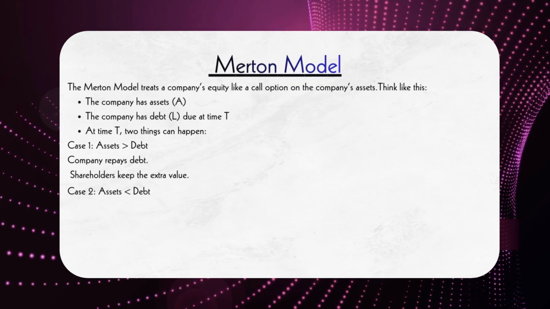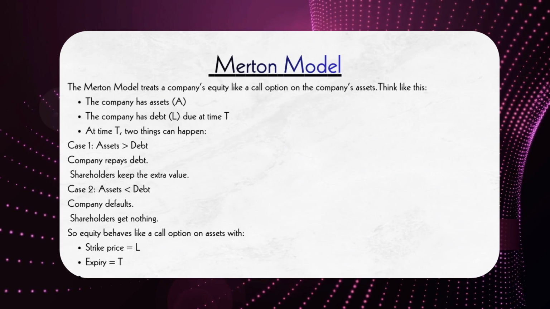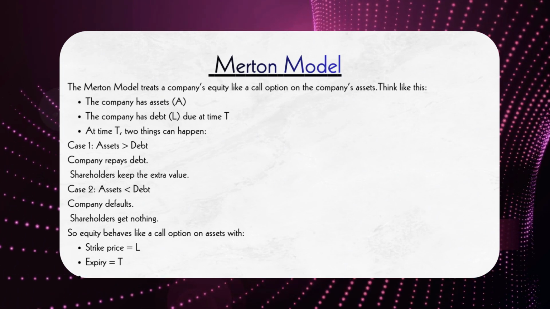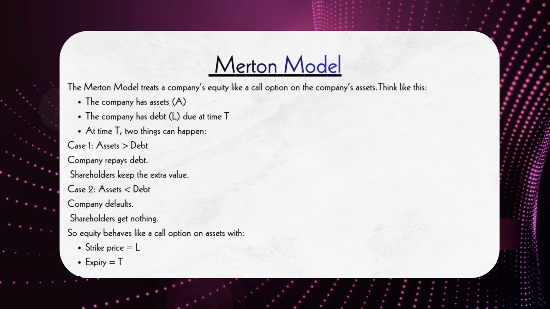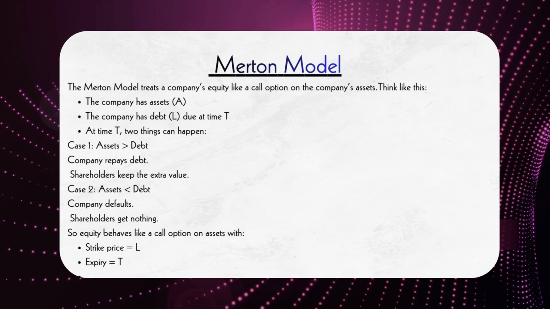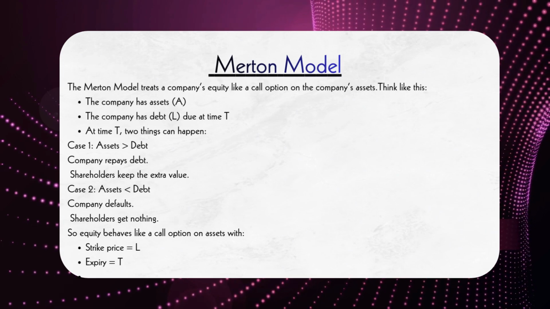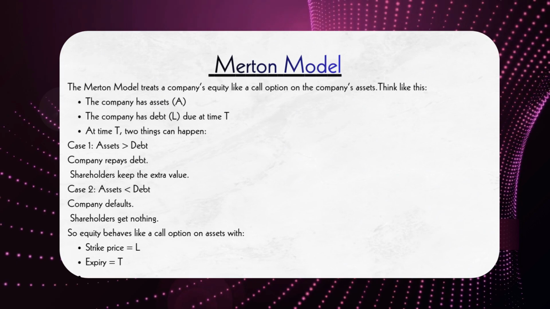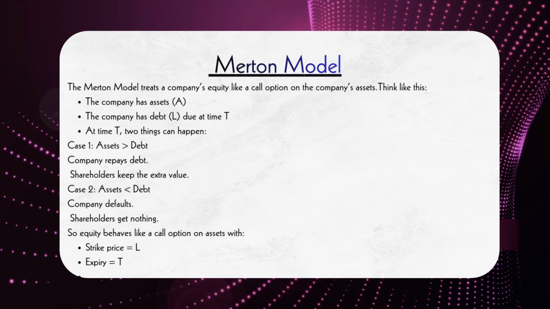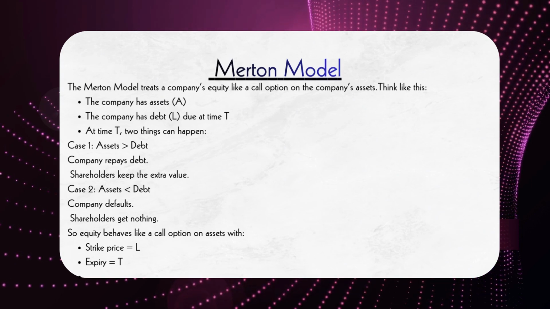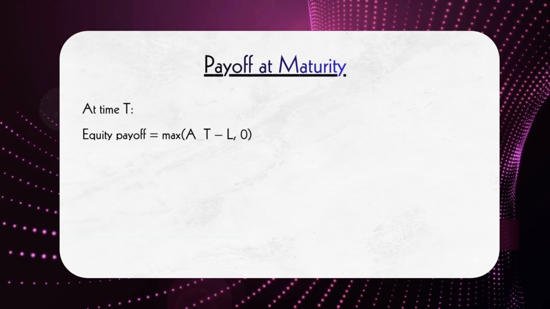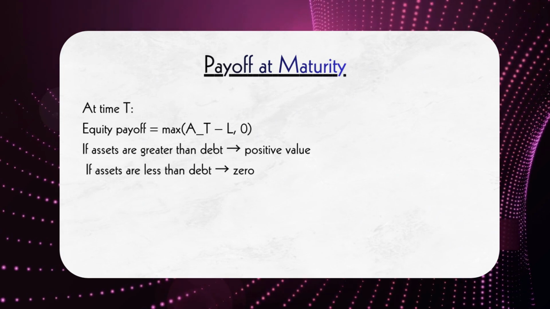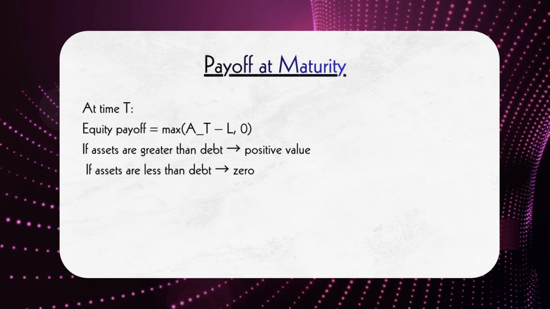The basic idea of the Merton model is that a company's equity can be viewed as a call option on the company's assets. A firm has assets A and debt L that must be repaid at time T. If at maturity the asset value A_T is greater than L, the firm repays the debt and shareholders keep the remaining value. If A_T is less than L, the firm defaults and shareholders get nothing. So the payoff to equity at maturity is max(A_T − L, 0). This is exactly the payoff of a call option with strike price L and maturity T.